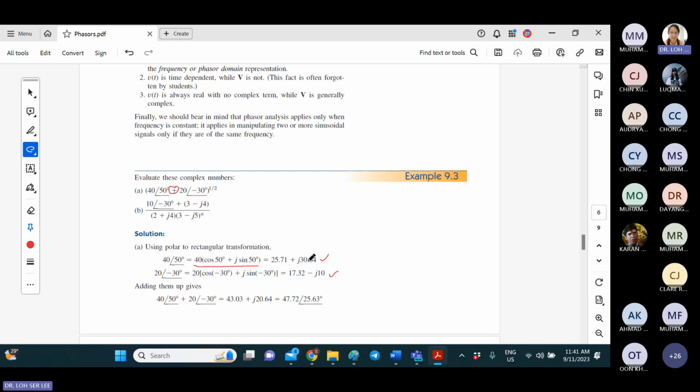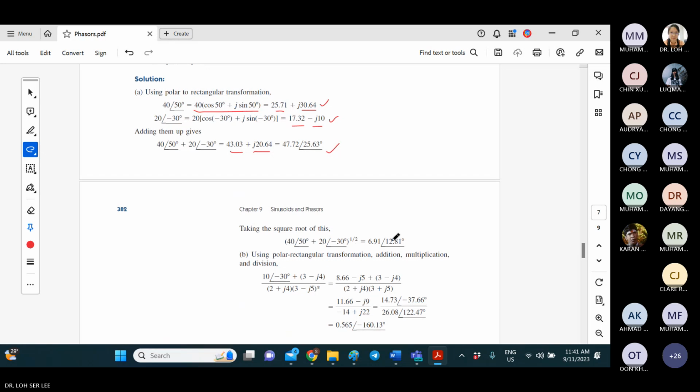Then only we sum up these two. This one plus this, you get this. This one plus this, you get this. Then we change this back into polar form, because we want to solve for this one. Power of half, that means this one to the power of half, and this angle times half. 25.63 times 1/2, you get this. Settle for A.